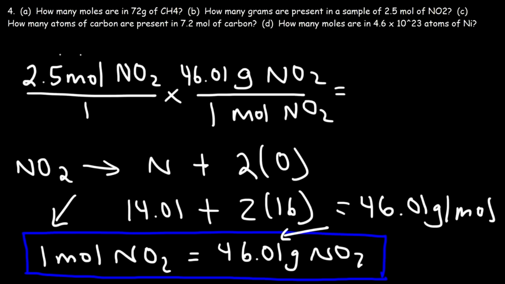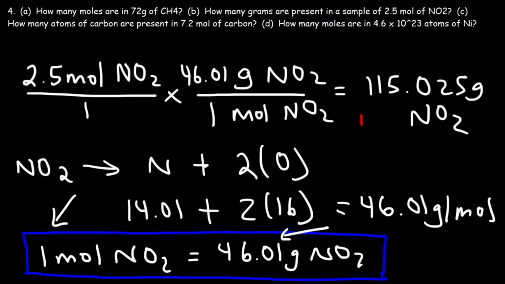So this time, because we have two numbers that are both on top of the fractions, we need to multiply those two numbers. So it's going to be 2.5 times 46.01. And so the answer is 115.025 grams of NO2. And so that's how you can convert moles to grams. That's how you can set up the conversion process. And make sure that these units cancel.